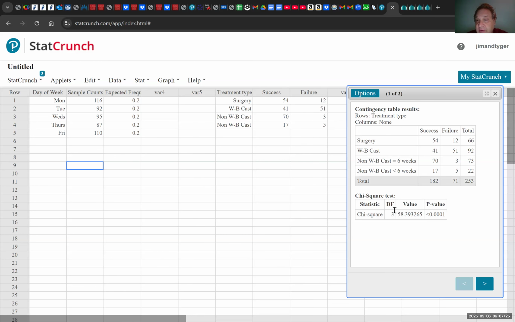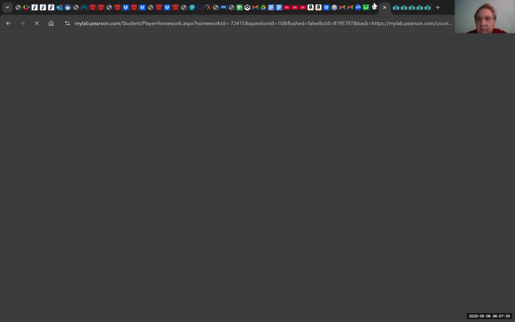I'll show you that on the worksheet as well, but I can't write on this using my pen. We have our p-value and our test statistic right here, with a value of 58. I already typed those numbers into the worksheet, which is over here.